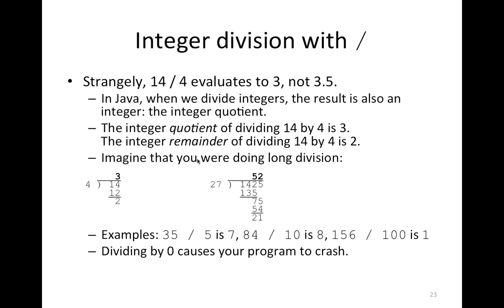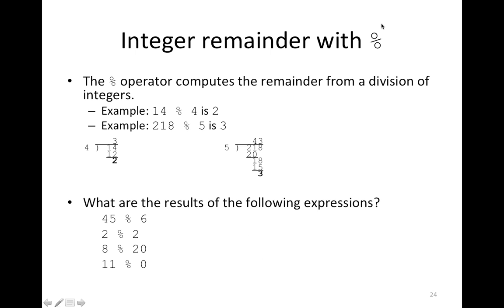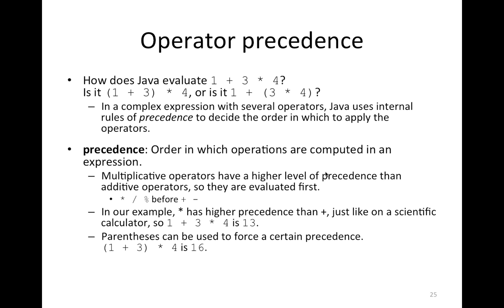And try all kinds of examples that are mentioned here. Dividing by zero is going to crash your program. It's actually infinity, so it's going to crash your program, like with an exception or something. Integer remainder with percentage: if you use the modulus operator 14 by 4, it's going to return the remainder instead of the quotient. Try all these once you get started.